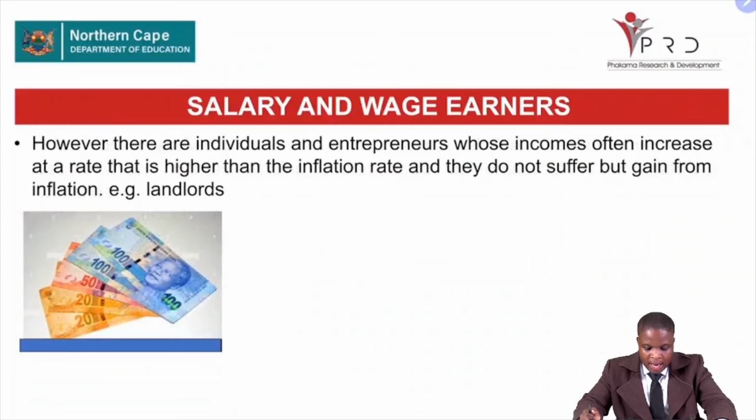However, there are individuals and entrepreneurs whose income often increases at a rate that is higher than the inflation rate, and they do not suffer but gain from inflation. Like I said, inflation does not affect people the same way. People with fixed income are affected negatively because their money remains the same while prices are increasing, so they purchase less. People with flexible income may increase their income when inflation increases. For example, landlords may increase the rental money. Then they can fight against these high prices by increasing their rent. People who work hours where they can put in overtime do so, so that they are able to afford what they need. So flexible income earners are better off than fixed income earners.